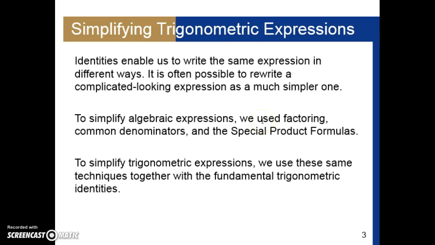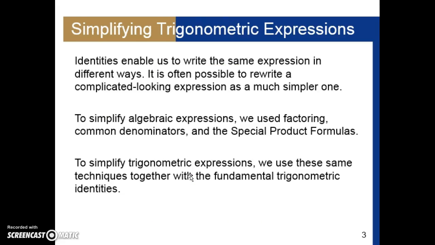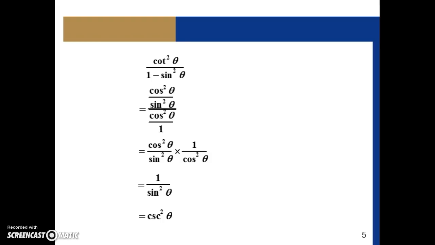We'll go back here and look. Sine squared plus cosine squared equals 1. So anytime you see that, you can definitely simplify that by substituting or replacing it with a value of 1. And we know that 1 over cosine is secant. So we went from 3 terms, one of them a product, to 1 single term that we could use and do some mathematics on if we needed to.